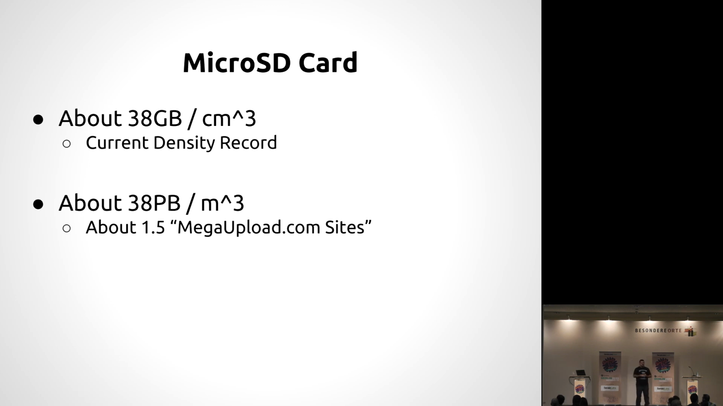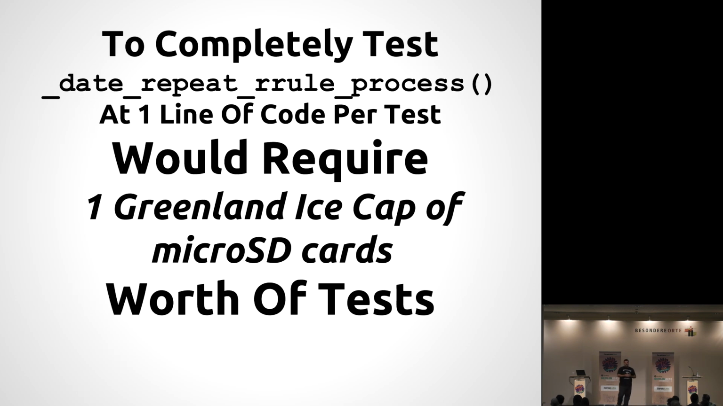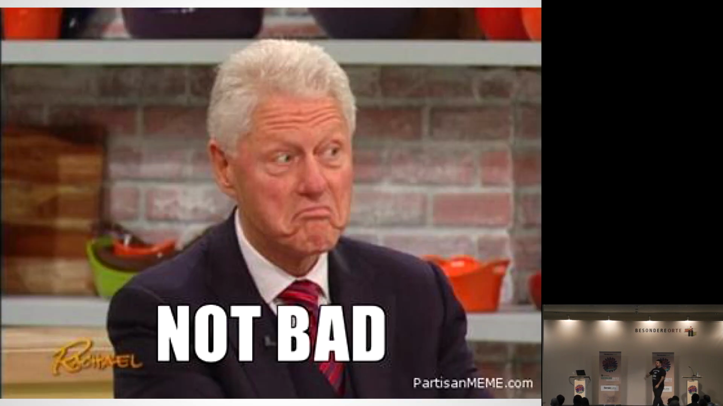In fact, it's about 38 petabytes of data per cubic meter, which is about 1.5 megaupload.com, that site that was shut down. We're talking a ridiculously large amount of data. Now imagine we take that 1 meter cube and stack it to a 1 kilometer by 1 kilometer cube. We'd be at about 38 yottabytes per cubic kilometer, which is unfathomably big. It's just massive. Well, we need to stack those cubes up to equal the volume of a Greenland ice cap to hold the tests. So I introduce to you the unit of measure: 1 Greenland ice cap worth of data.